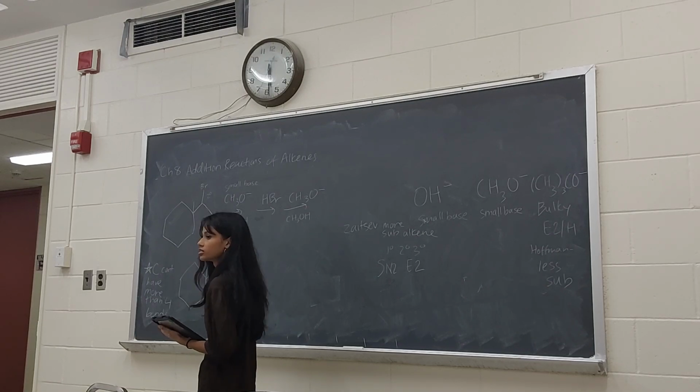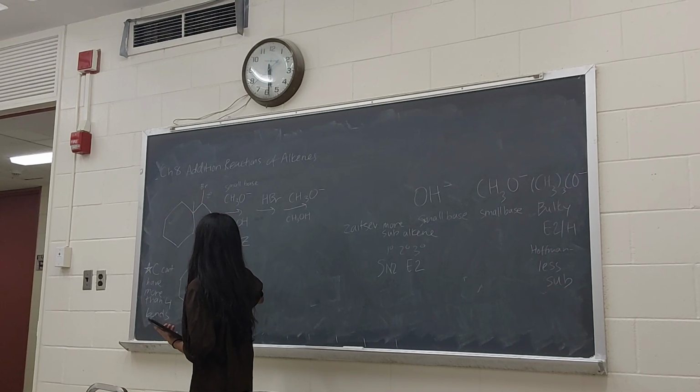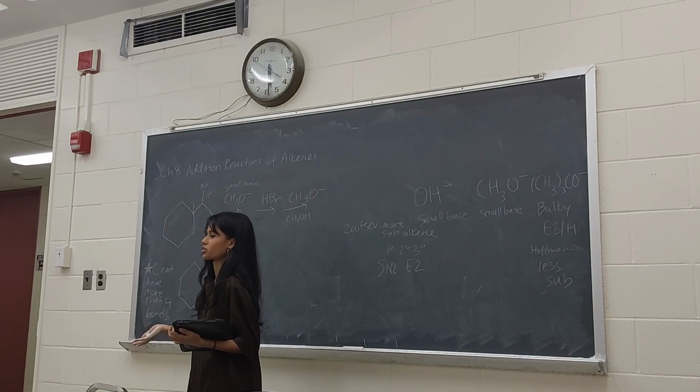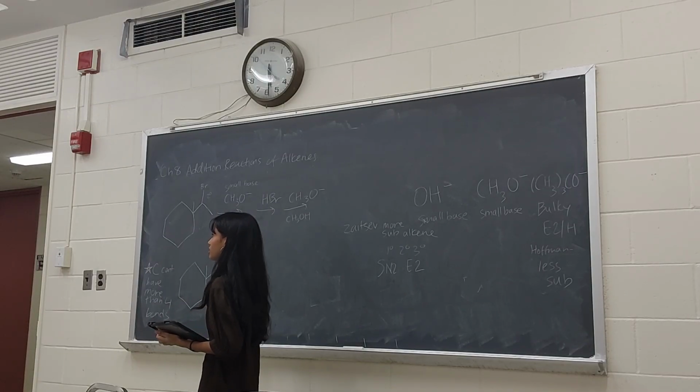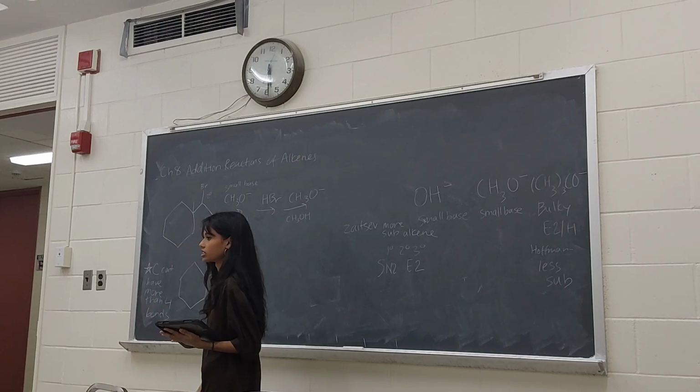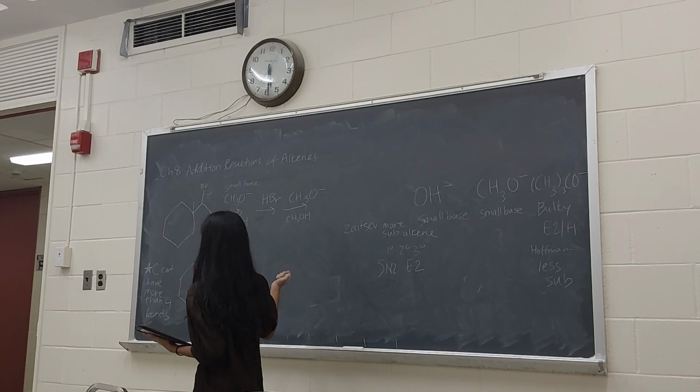It has to add to one of the sides, right? So if it can't add to Zaitsev, it's going to add to where it would for Hofmann. Same thing for stereospecificity. If the Zaitsev side has a hydrogen that is not the opposite of the halogen, then you're going to add it to the less substituted side that has a dashed hydrogen, for example.